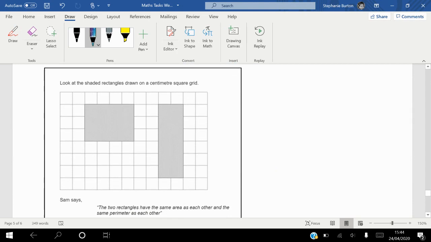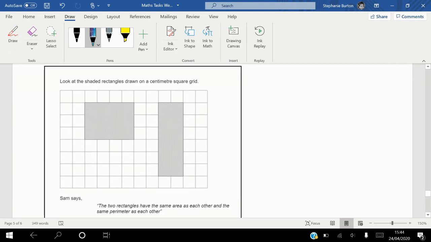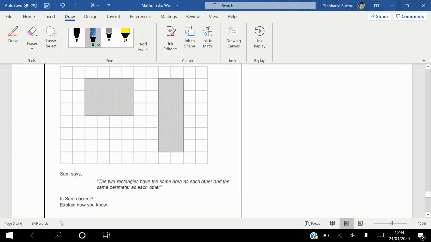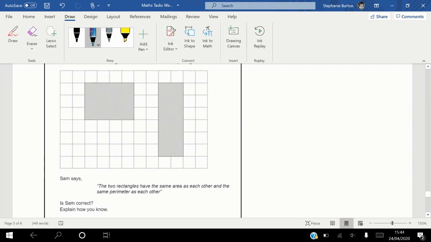Right, we had shaded rectangles drawn on a centimetre square grid. Sam says the 2 rectangles have the same area as each other and the same perimeter. Is Sam correct? Explain how you know. So what we need to do is find the area and perimeter of each of those rectangles and see if Sam is correct. We've got to prove. So I'm going to look at this rectangle in the top left-hand corner first. I can see that it is 4 centimetres long and 3 centimetres wide.